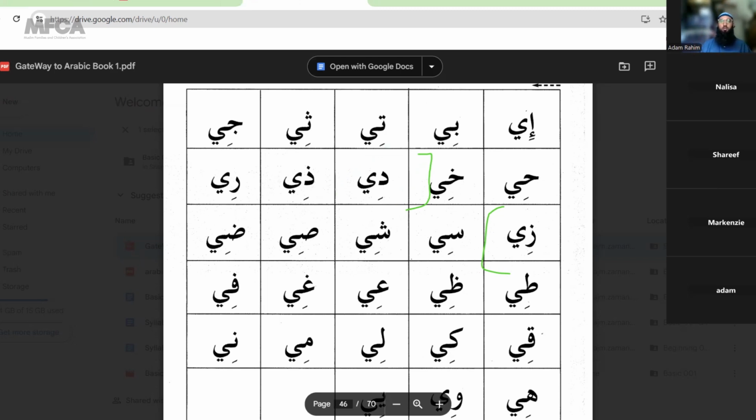Next one is dhal. So it's going to be dhi. Very good. Dhi, very good. Brother Mackenzie, please.